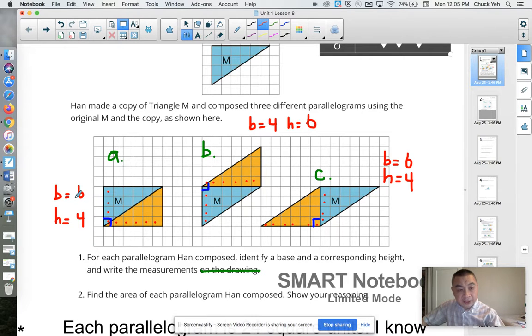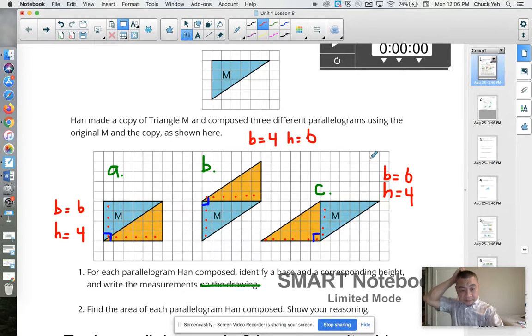So for number 1A, you should have B, for B you should have 6, and for H you should have 4. And then for number 1B, you should have 4 and 6, and for C, you should have 6 and 4. All right? So then on number 2, find the area of each parallelogram uncomposed and show your reasoning. So go ahead on number 2, find the area of each and show your reasoning. Go ahead and pause it, and when you're done, unpause it and see what I got for my answer.